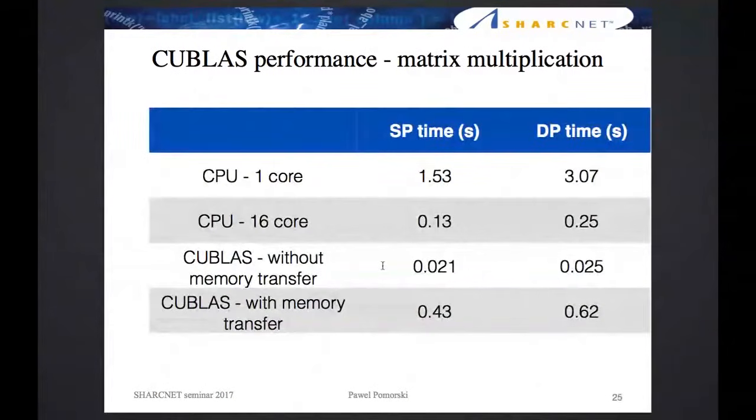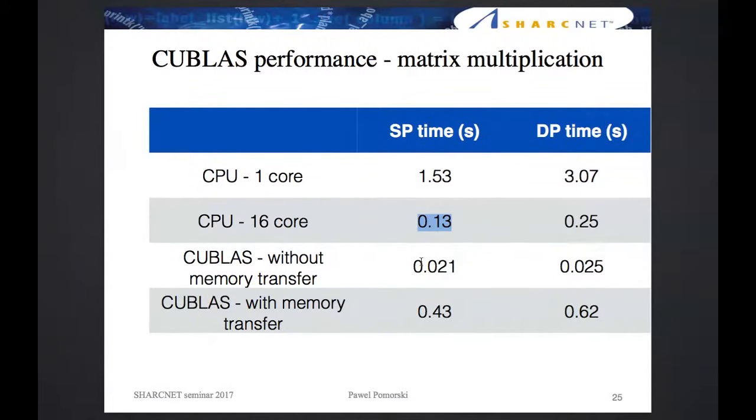All right. So here's a table of the results. So let's go through this in order. So let's consider the single precision case. If I run this calculation without any threading, without any parallelization, just on one core of the CPU, it takes 1.53 seconds. If I run this in a parallel way using 16 cores, so using half the cores on the Graham node, the time goes down to 0.13.